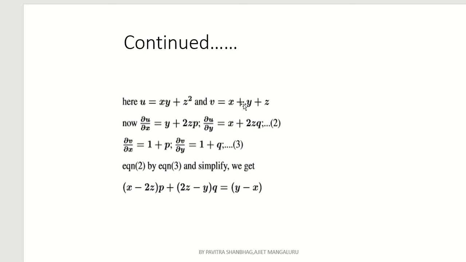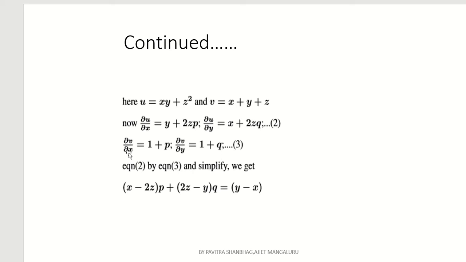So what is v here? x plus y plus z. Partial derivative of v with respect to x is 1 plus 0 plus ∂z/∂x, that is p. So 1 plus p. Similarly, v with respect to y partially means 0 plus 1 plus ∂z/∂y, that is 1 plus q. So just apply the formula ∂u/∂x by ∂u/∂y, that is (y plus 2zp) divided by (x plus 2zq) equal to what? (1 plus p) by (1 plus q).